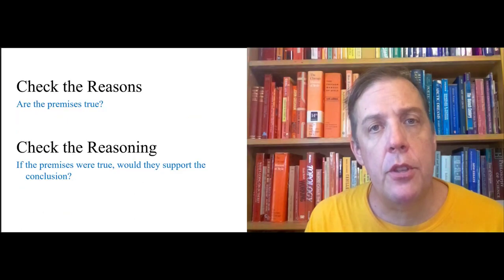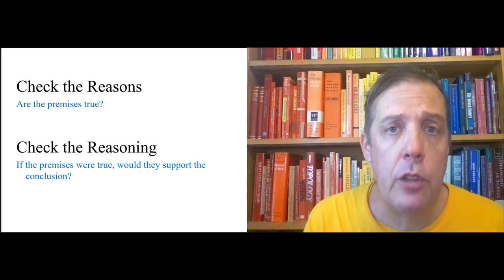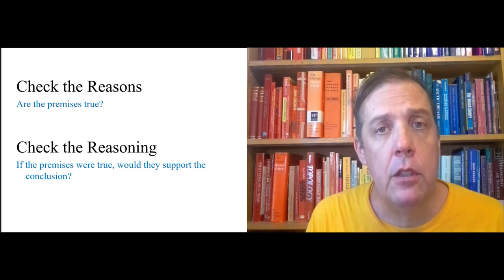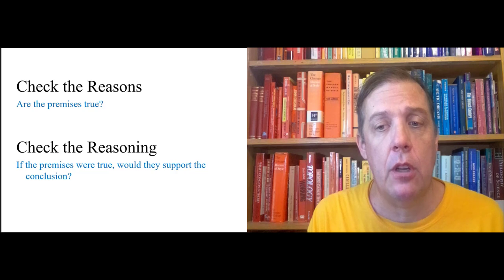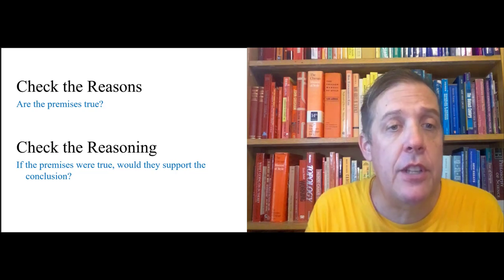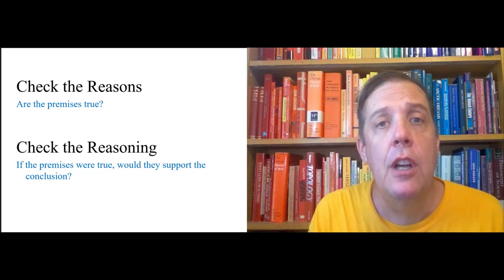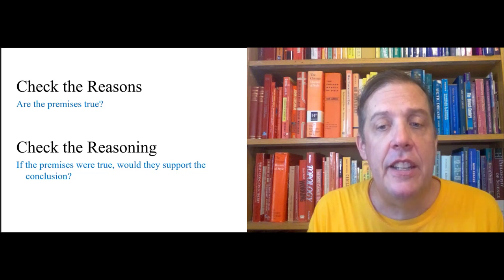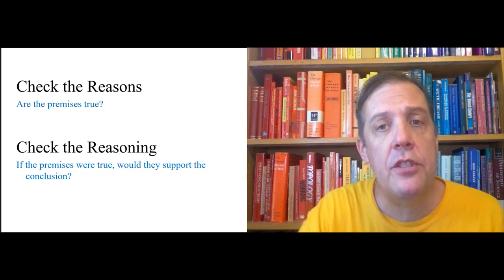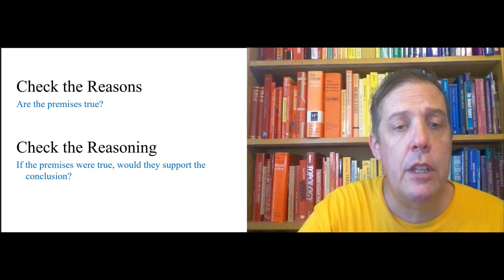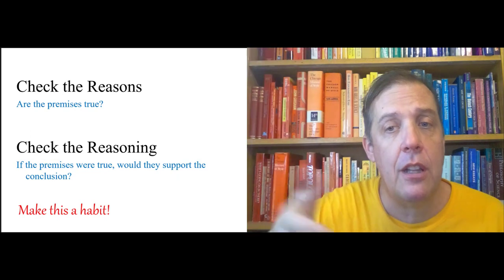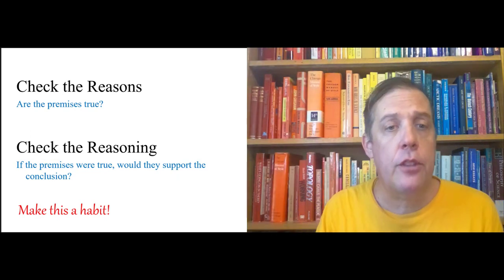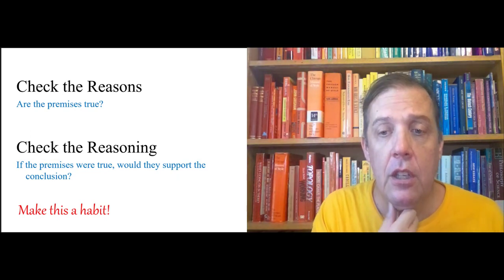So basically, there are 2 standard ways an argument could go wrong. The premises could be false, or the reasoning could be faulty. So there are 2 standard questions you need to ask every time you encounter an argument. First, you need to check the reasons. Are the premises true? Then you need to check the reasoning. If the premises were true, would they support the conclusion? And really, you should make this a habit, even outside of logic classes, critical thinking classes, anything like that. Whenever you see an argument, check the reasons, check the reasoning.